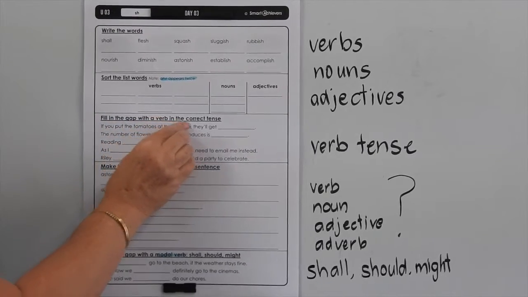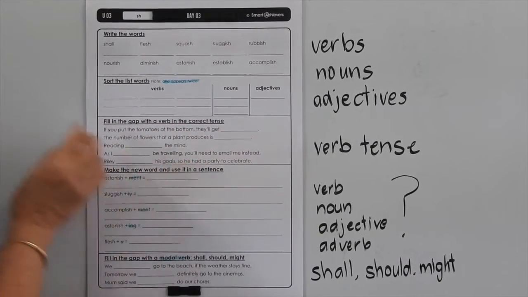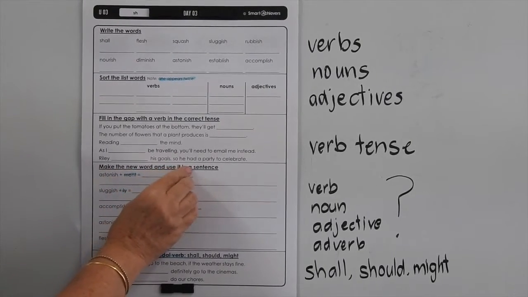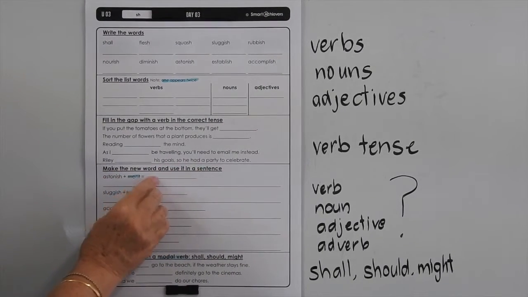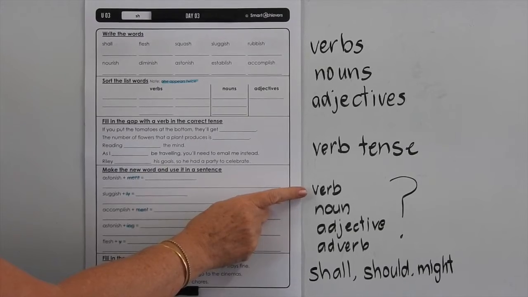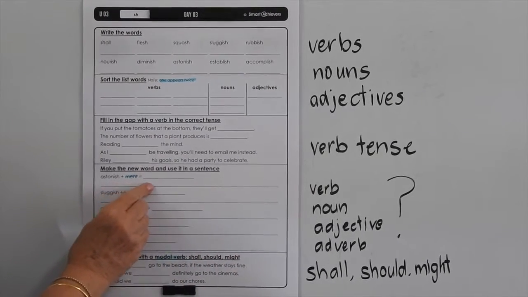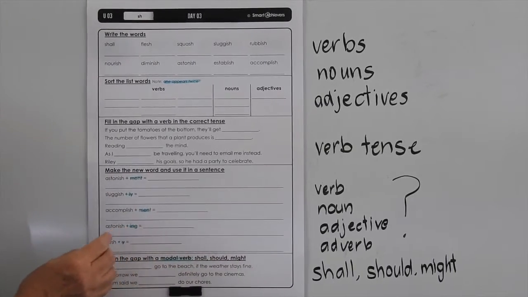Fill in the gap with the verb in the correct tense. You know how to do that. We've done a lot of work on that. Now make the new word and use it in a sentence. So when you make the new word, you're going to have to decide if it's a verb, a noun, an adjective, or an adverb to make sure that you use it correctly within the sentence that you write.